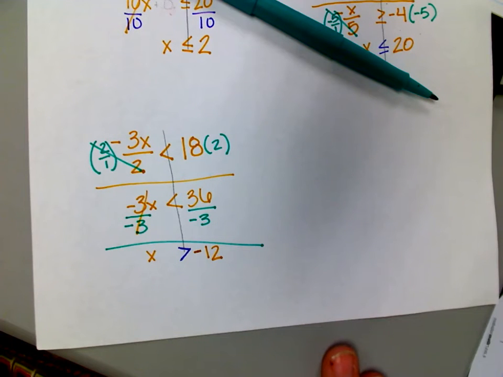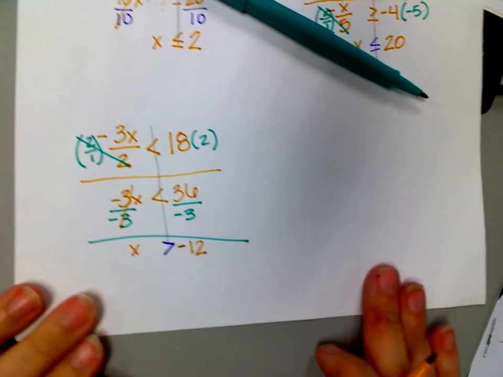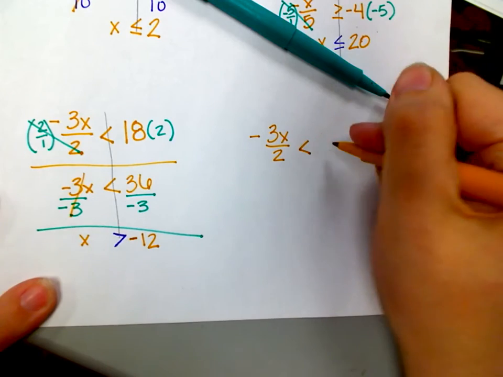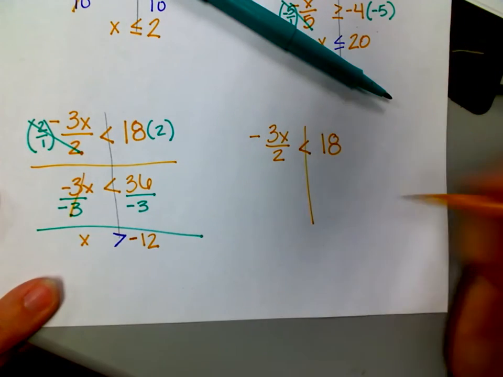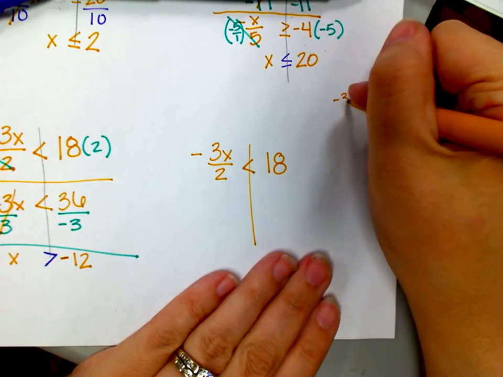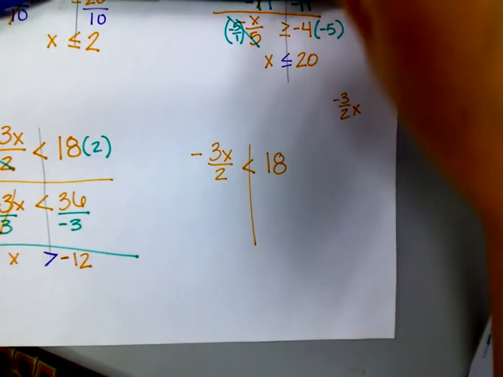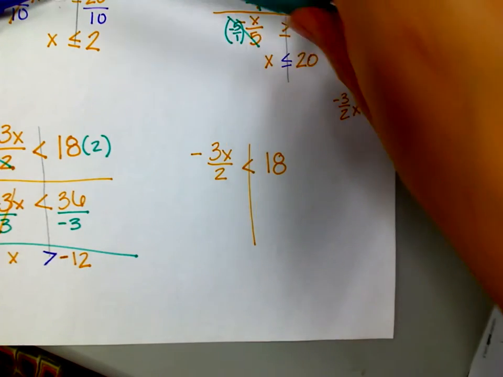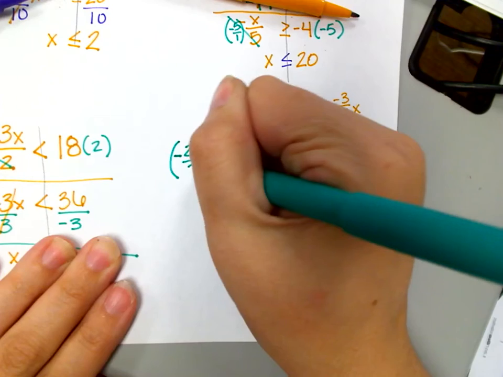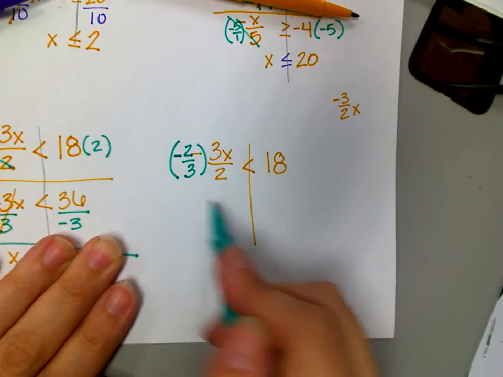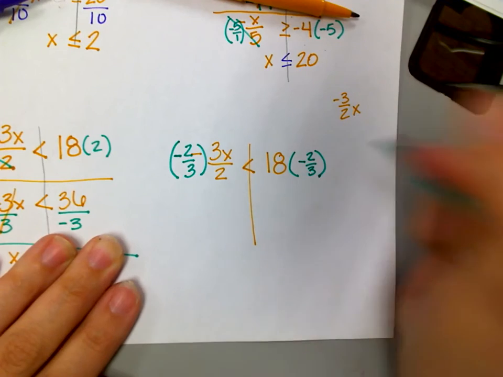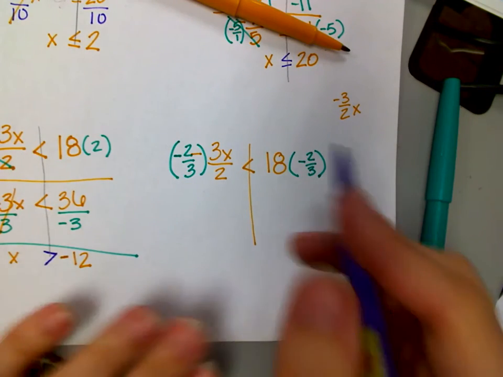Now I'm going to show you something, and I hope this does not confuse you. I'm going to do the same problem, but I'm going to go about it a different way. If I said negative 3x over 2, that is the same thing as saying negative 3 over 2 times x, okay? So since that's like a fraction, I could essentially multiply the whole thing by negative 2/3, because that will cancel that out and I'll be just left with x. So if I multiply that by negative 2/3, I have to multiply this by negative 2/3. Oh, I multiplied by a negative, so I need to flip the sign.